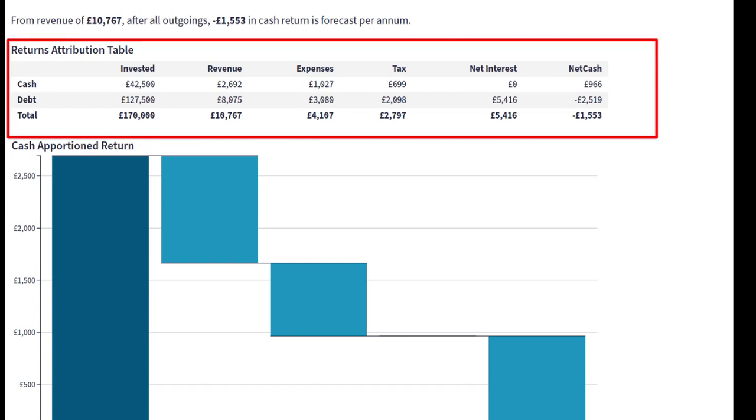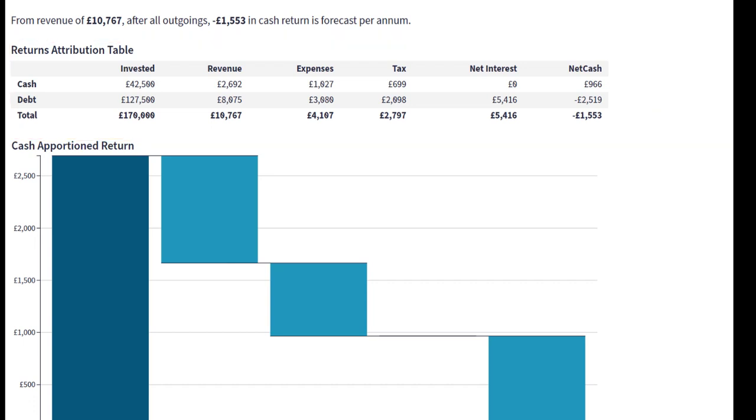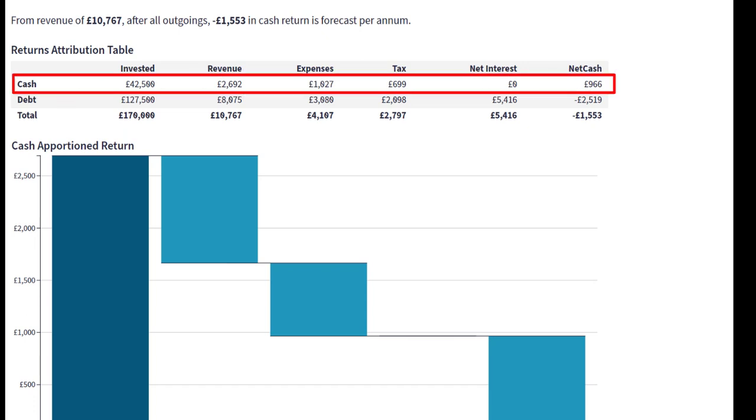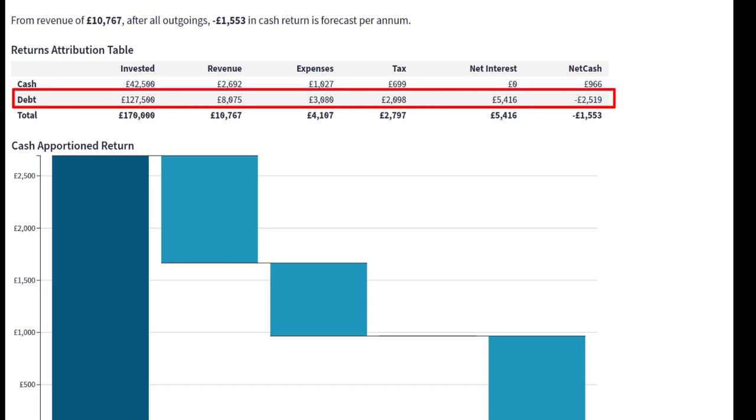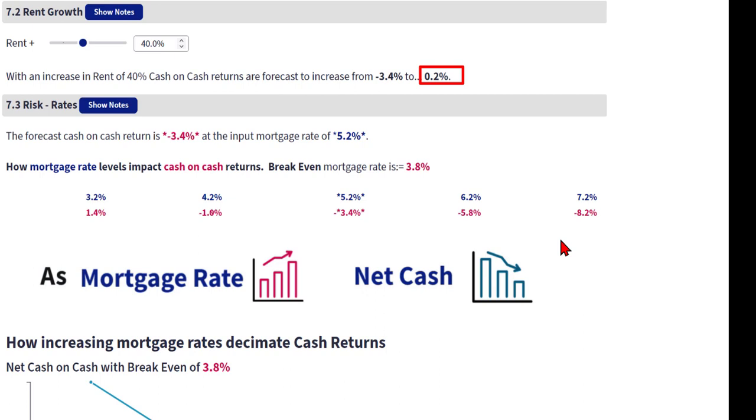I find it incredibly useful to set out the amount that we've invested, whether it be cash or debt, and how that generates a return that we can attribute to either cash or debt. So for example, cash, we've invested 42,500 and we're going to make £966 from that. And debt, we've invested 127,500 of the bank's money, and we make a cash loss of £2,519 per year.